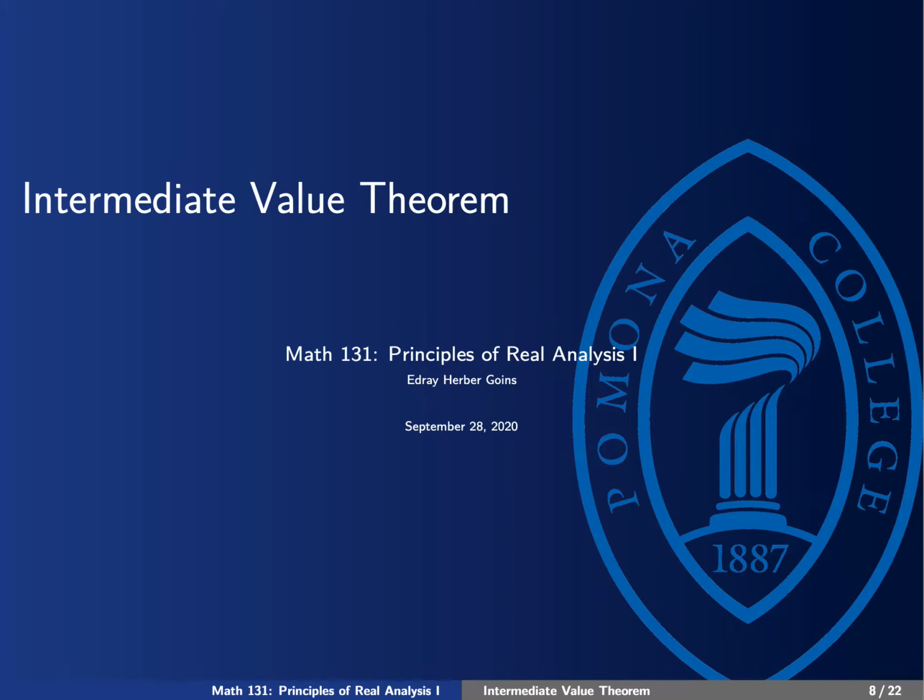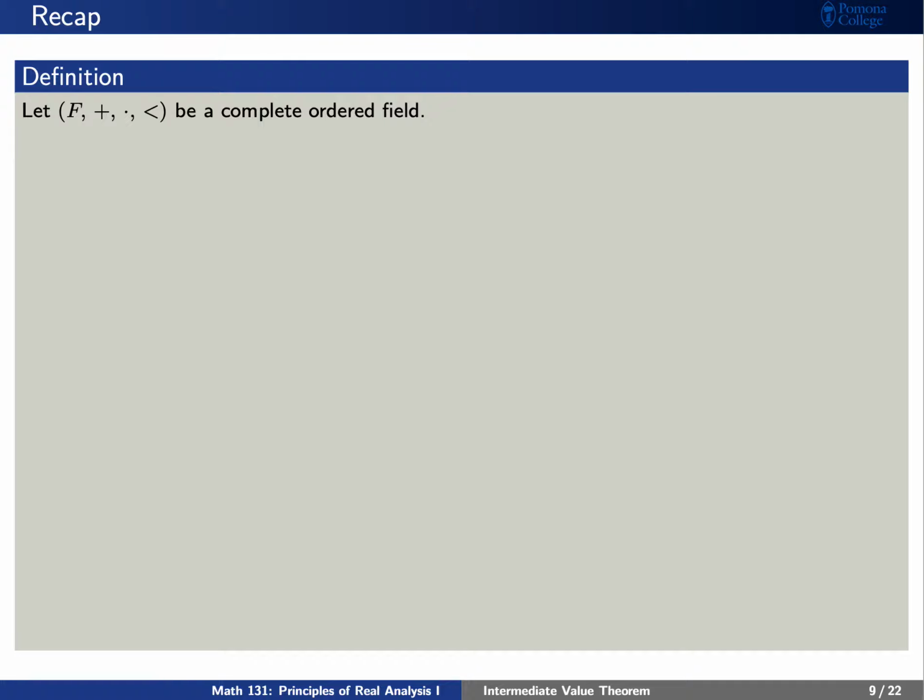Today we're going to talk about the Intermediate Value Theorem. Let's first recap some ideas from before. For today's lesson, we'll let F be a complete ordered field, such as the real numbers.